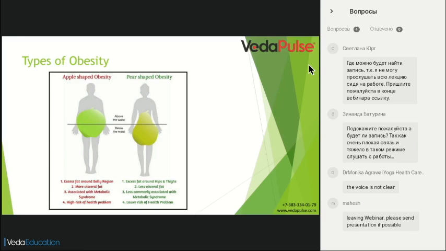So, people who have apple-shaped obesity, they have distribution of fat more on their belly and at the waist, and they have more chances of having visceral fat, and they are associated with metabolic syndromes and higher risk of health problems.